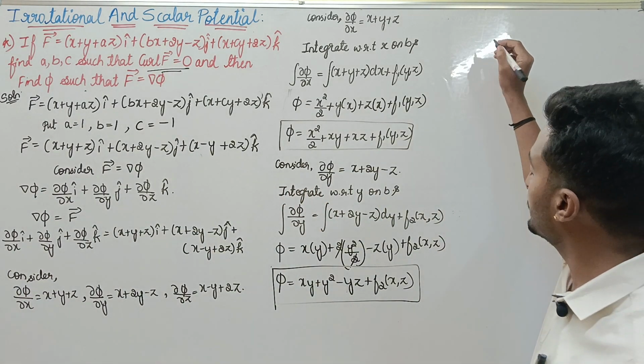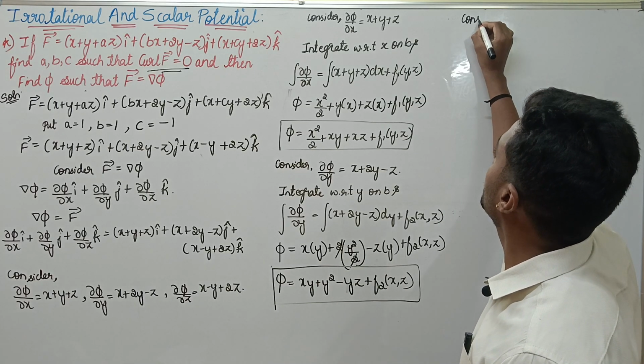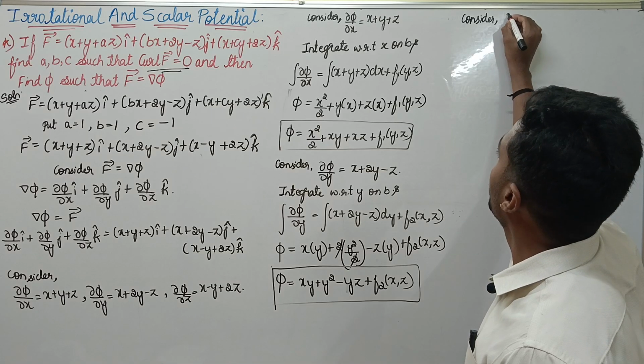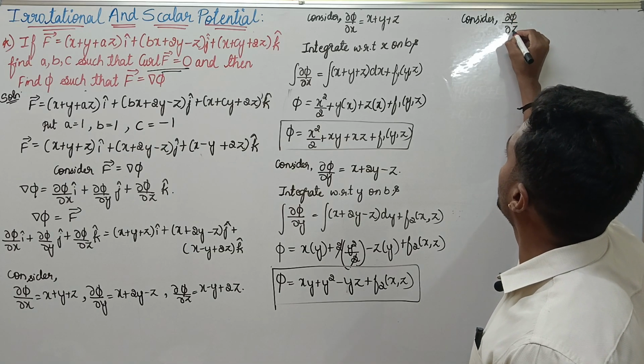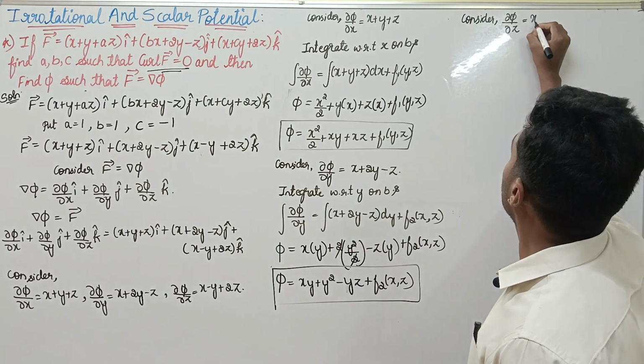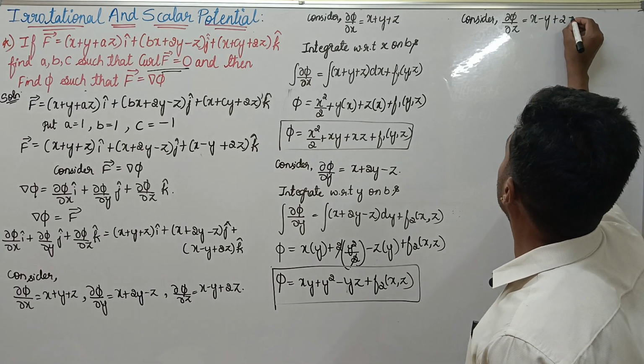Similarly, let us do the third scalar function, with respect to z. Consider dou phi by dou z, which is equal to x minus y plus 2z.